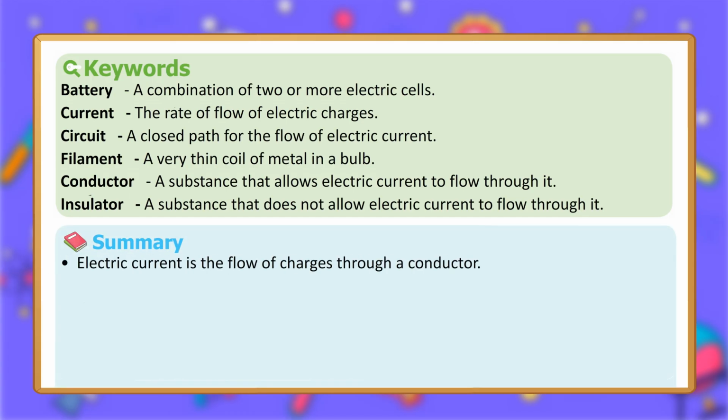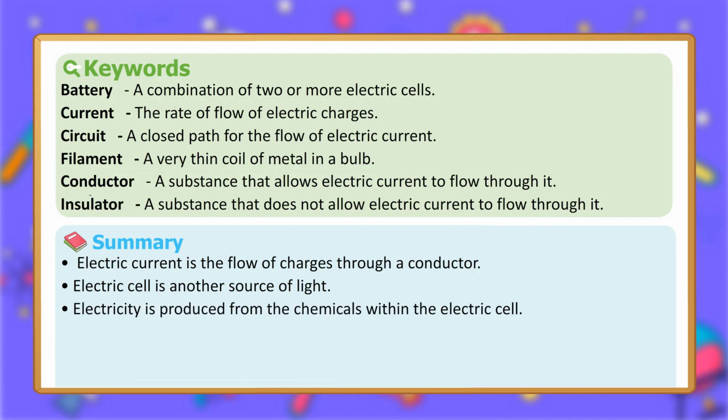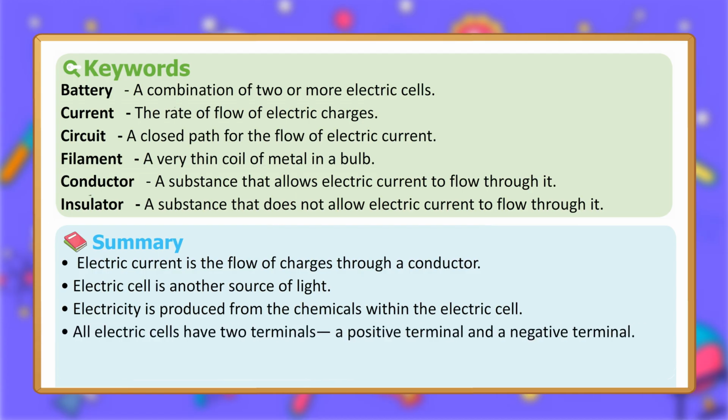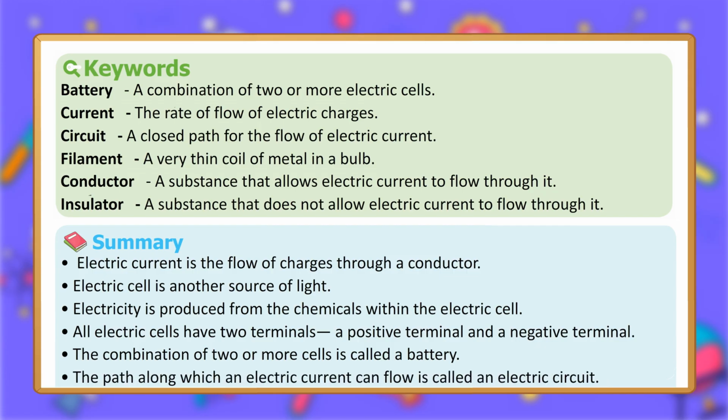Summary. Electric current is the flow of charges through a conductor. Electric cell is another source of light. Electricity is produced from the chemicals within the electric cell. All electric cells have two terminals, a positive terminal and a negative terminal. The combination of two or more cells is called a battery. The path along which an electric current can flow is called an electric circuit.